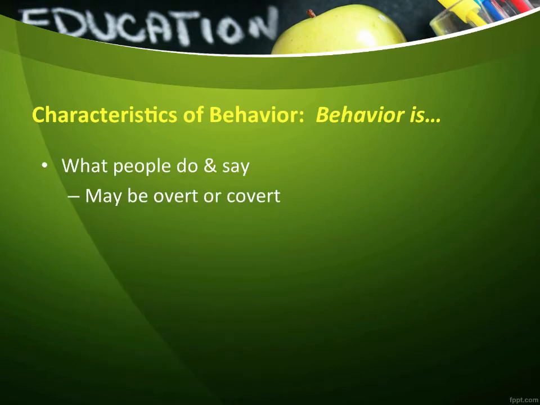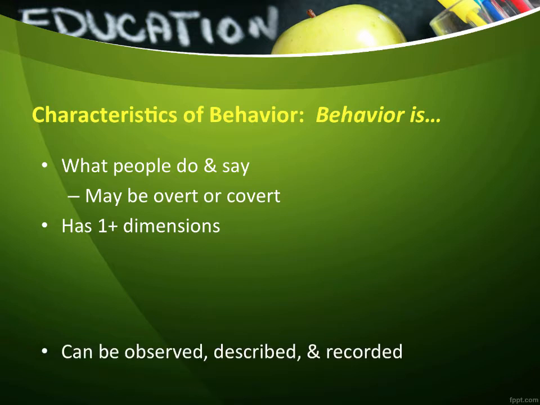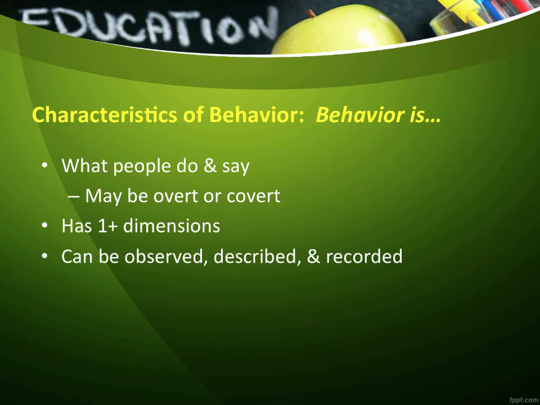Simply stated, behavior is what people do and say. It involves an action and is described with an action verb. Behavior may be overt or covert as people display public and private behaviors. For example, thinking or feeling. The latter of these are difficult to define and measure. However, educators and psychologists attempt to do so as accurately as possible. Behavior has one or more dimensions, a frequency, a duration, a latency, and it can be observed, described, and recorded. You can see it, you can define it, you can measure it.